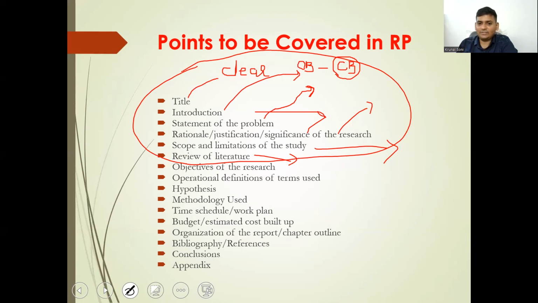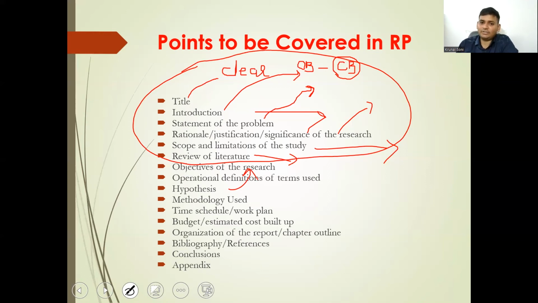Then operational definitions of terms used. If you have used some specific jargon or technological words which you feel people will not understand in a single reading, you need to define them, right? Then you have to design the hypothesis. The hypothesis should be linked with the objectives that you have defined, right? Your hypothesis should represent the objectives, and should be designed based on the objectives that you have decided for your study, right?